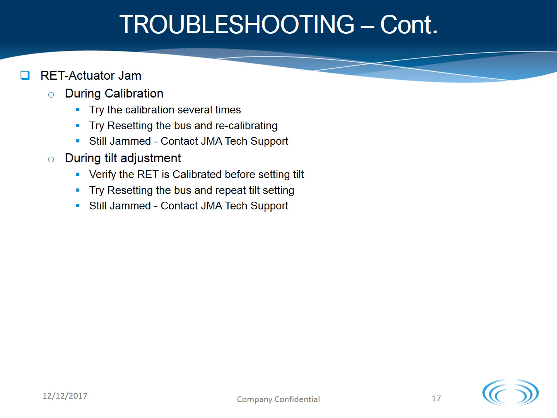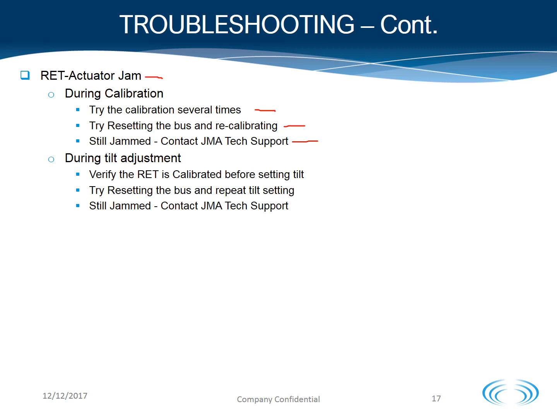Troubleshooting with the RET controller continued. If you're getting a RET actuator jam during calibration, try calibrating several times. Sometimes there's interference on the RET bus and the command may not be given correctly, or the calibration may time out. You can also try resetting the bus and recalibrating. If you're still experiencing a jam during calibration, contact JMA Tech Support for help.